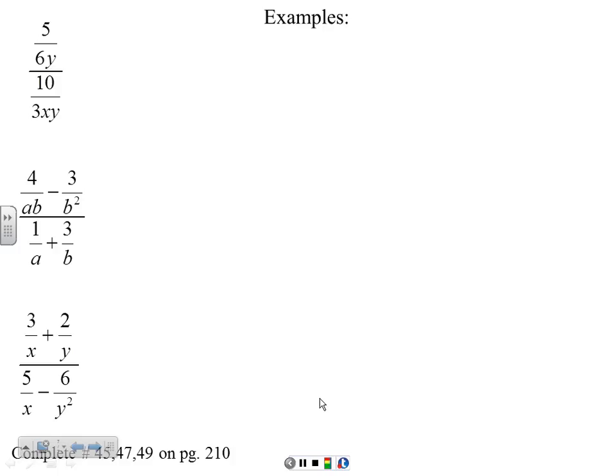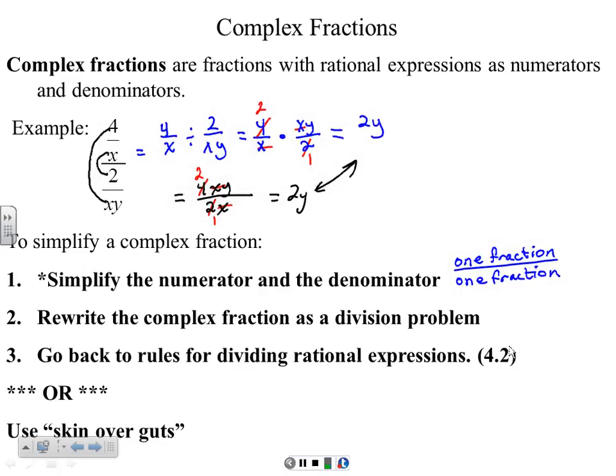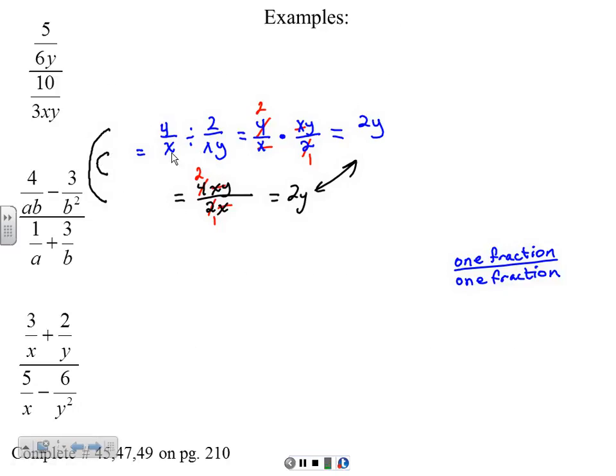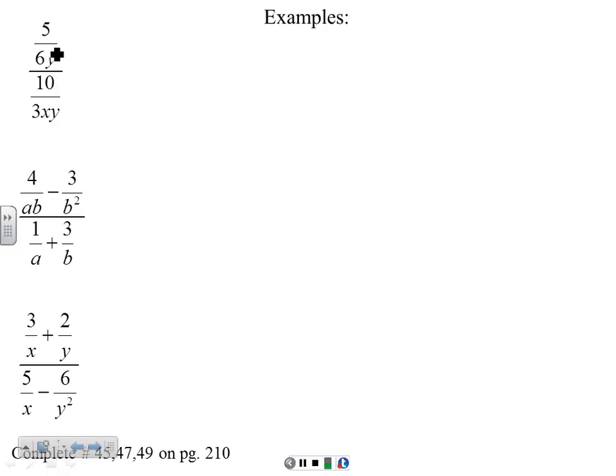So I like doing skin over guts because it's easiest to me, so that's what I'm going to continue showing you. But like I said, I've already showed you how to do a division problem in 4.2, so if you want to go back and look at those notes, you can do the division problem if you don't like the skin over guts.